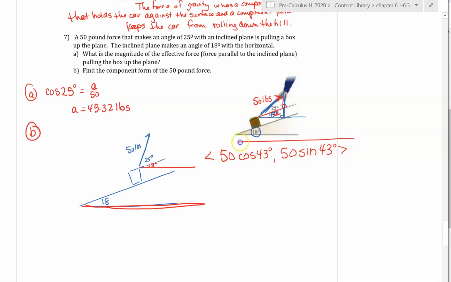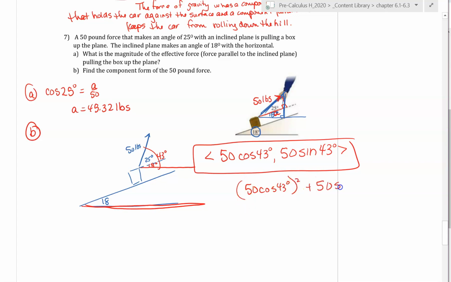So this is how you would describe that 50-pound force in component form, because it would have to be with the horizontal. This angle is 43 degrees. Now if you find the magnitude of this, and I know you probably think this is a waste of time, but I just want to make sure you understand this, go ahead and type this into your calculator. You should get 50 pounds, because 50 pounds is the magnitude of this vector, of this force.